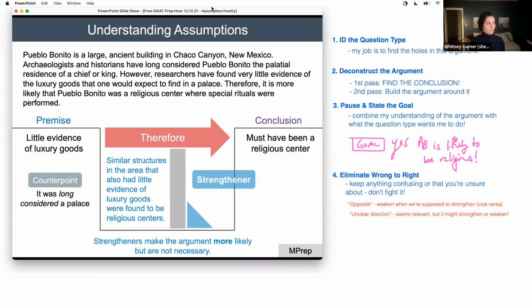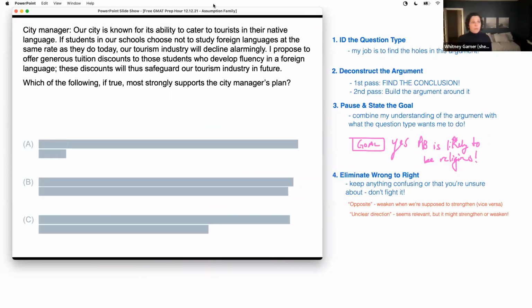Okay, so let's try it again. We'll try to strengthen again, and we're going to run through a whole series with another little argument. So again, first job, identify the question type. So take a moment. It's here in the middle. I want you to walk through each step.